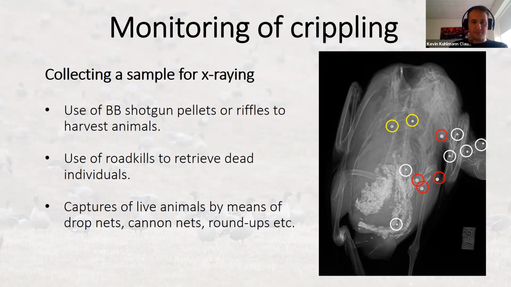Besides BB shotgun pellets and rifles, one can also use roadkills. That's not ideal for geese, I'm sure, but there's a lot of other animals like foxes and deer, where that can actually be used to collect the sample. And then finally, what is most often used is a capture of live animals, which can be by means of drop nets, cannon nets, rounding up molting birds, etc.